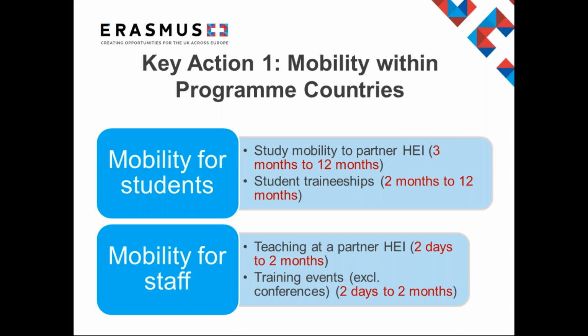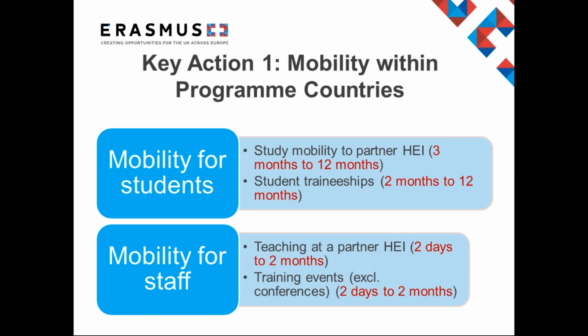So, as mentioned before, under Key Action 1 for higher education, for mobility between programme countries, there are opportunities for both staff and students at higher education institutions. So students can undertake study mobilities at partner universities from 3 to 12 months in duration. Students can also undertake traineeships at organisations from 2 to 12 months in duration. Recent graduate traineeships are available under this strand of funding. However, students must be selected before they graduate, and the traineeship must be completed within 12 months of the graduation date.